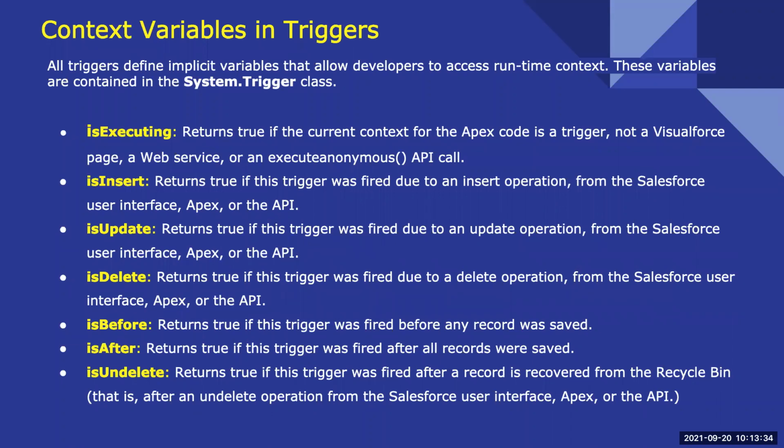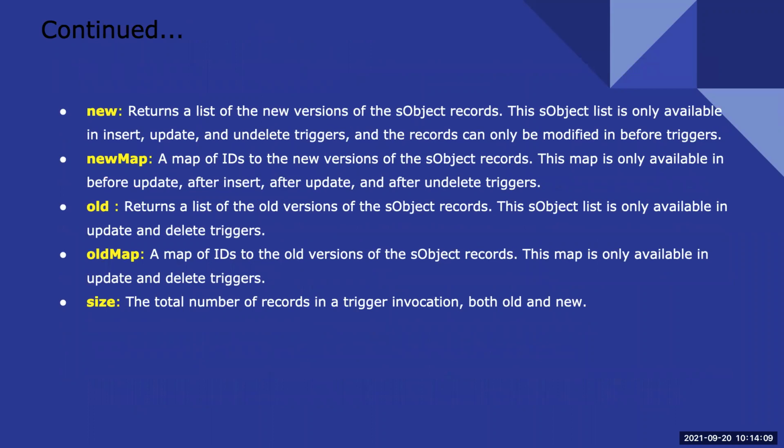These are some context variables which we can use inside triggers just to check what is happening, like if the trigger is executing an insert operation or an update operation. I don't want to discuss all of these right now, but as we can check, isInsert indicates a record is being inserted, isUpdate indicates a record is being updated, isDelete indicates a record is to be deleted, and whether it's isBefore trigger or isAfter trigger. All these are context variables, and a couple of these are the important ones: new and old, and newMap and oldMap.